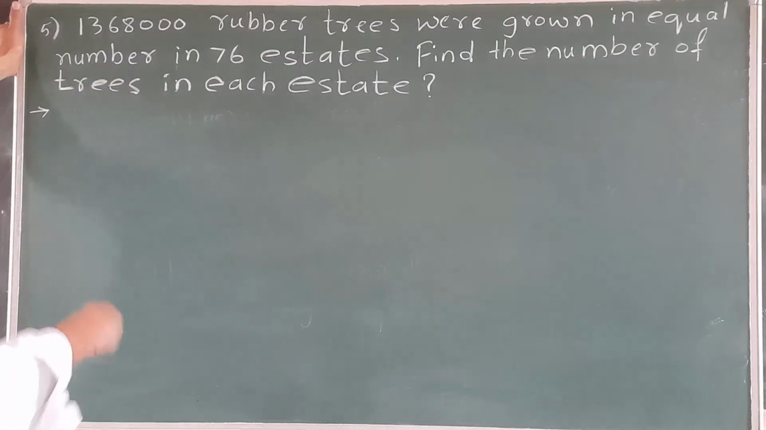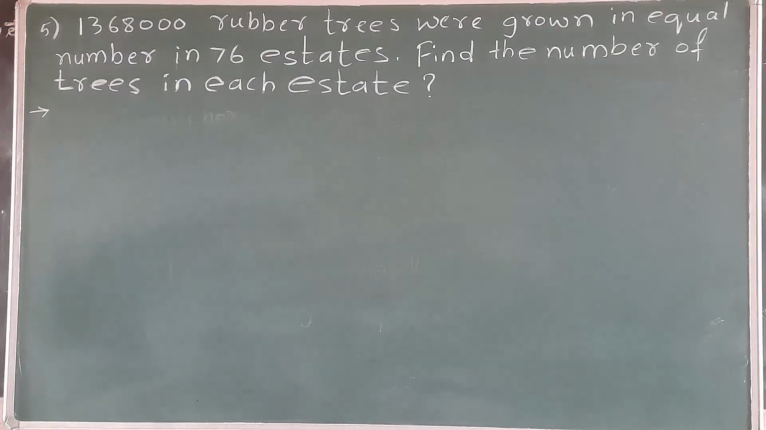Now we will write the data. Number of trees grown in 76 estates is this many. Number of rubber trees grown in one estate is equal to question mark. Then we will divide this one by the total number of estates. Then we will get the number of trees in one estate.